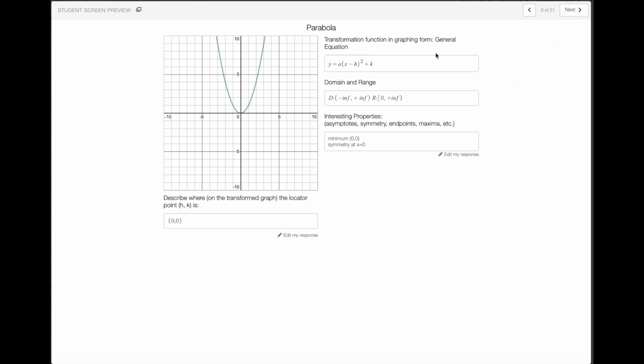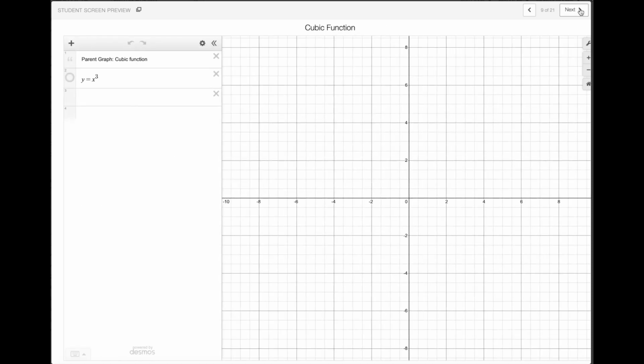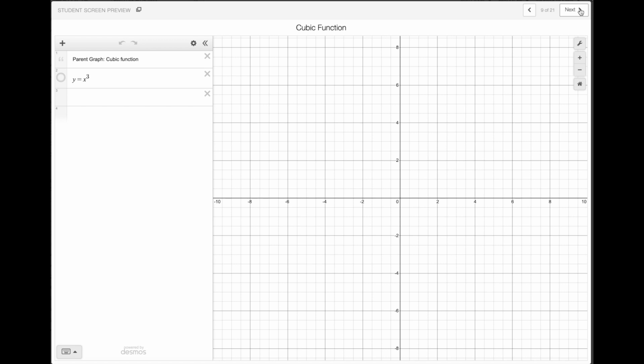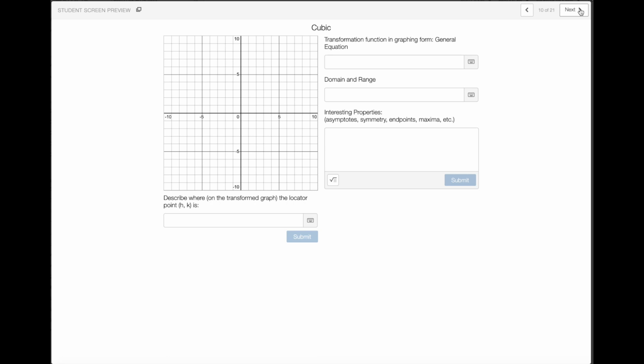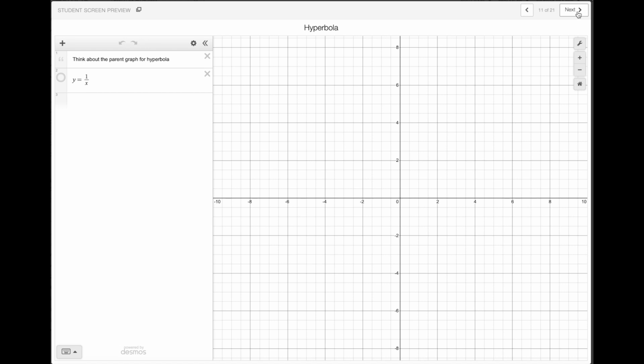So we've been exploring with the parabola. This was our transformation, our general equation, the domain, the range, interesting properties, and describing the h and k, which is your locator point. You're going to do the same thing with the cubic function. So push pause so that you can explore with the cubic function. You can describe the general equation, the domain, the range, interesting properties, and be able to describe your locator point, which is hk.